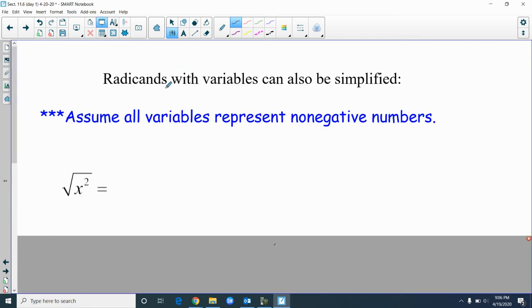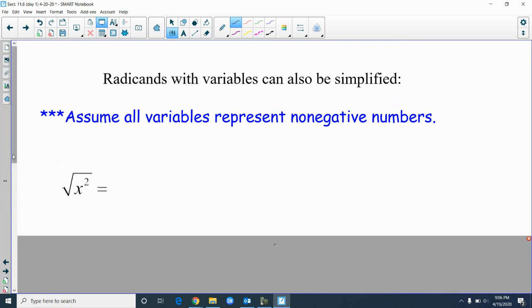Now we can also throw some variables underneath there. And this is just a little thing because we can't take the square root of a negative number. We're going to assume all variables represent non-negative or positive numbers. So that way we're not dealing with any negatives underneath the radical, and we don't have to worry about that.